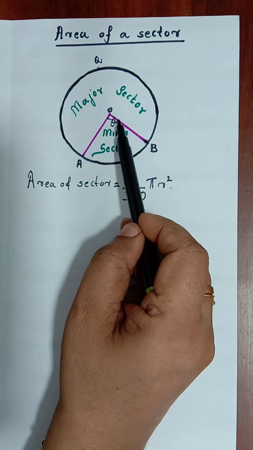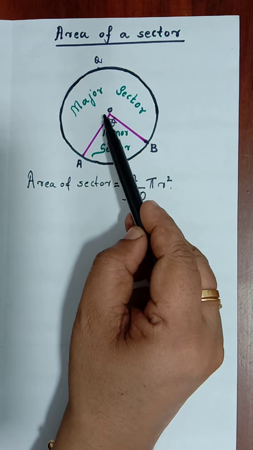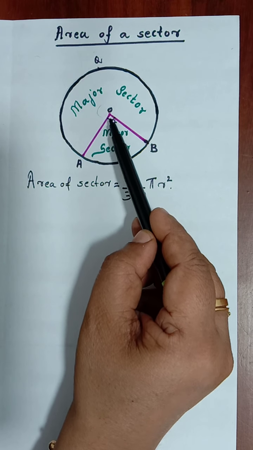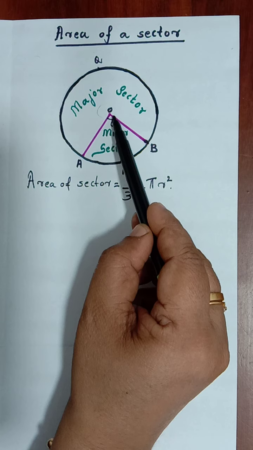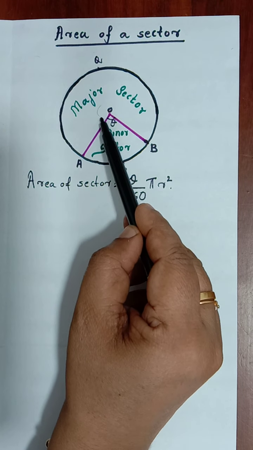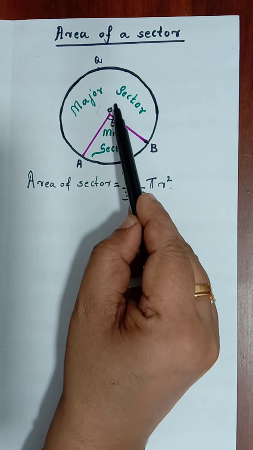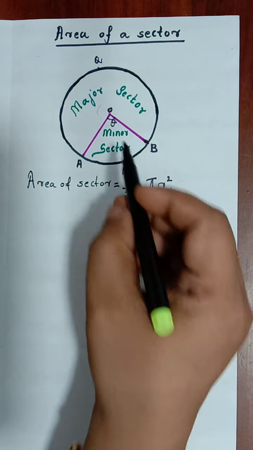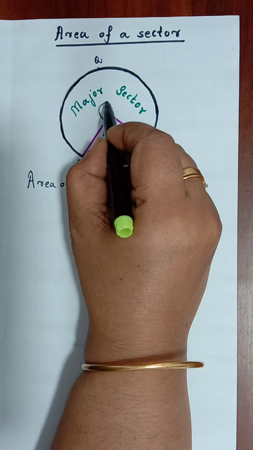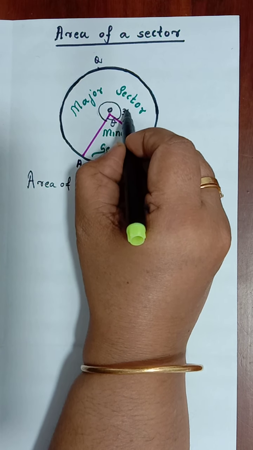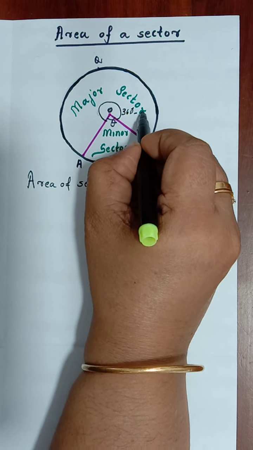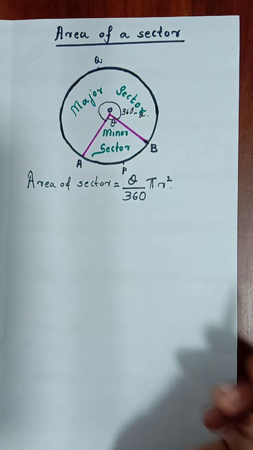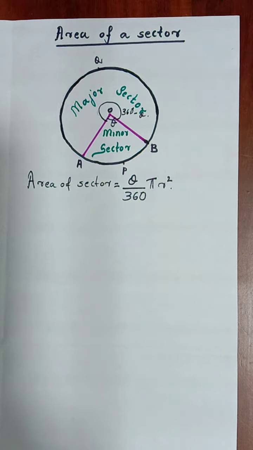So if we want to find out major sector, they will be mentioning in the question. Find the major sector. So in this case we know the central angle for major sector is 360 minus theta. Because this is theta, total 360 minus theta will be the major sector angle, central angle. Here we can mark it, this will be 360 degree minus theta. Now we are moving on to questions we will be solving.